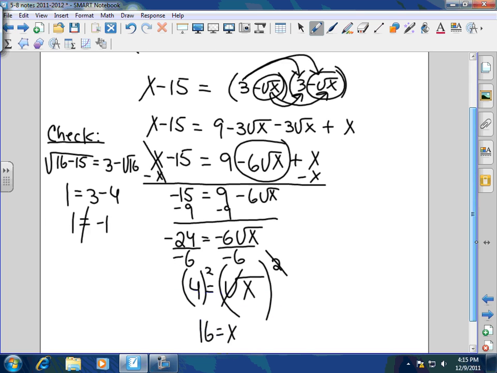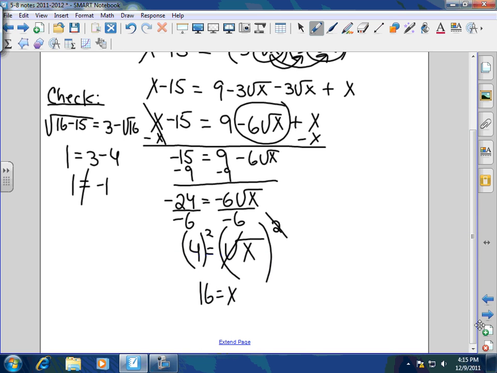So even though the solution is x equals 16, this would be extraneous because it does not work. So this would be an extraneous solution. It does not satisfy the original equation, so therefore it is extraneous.